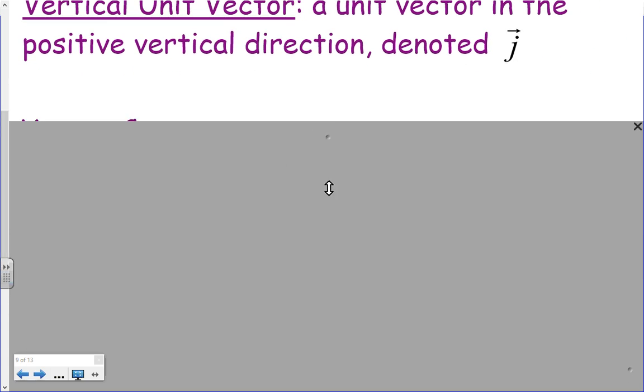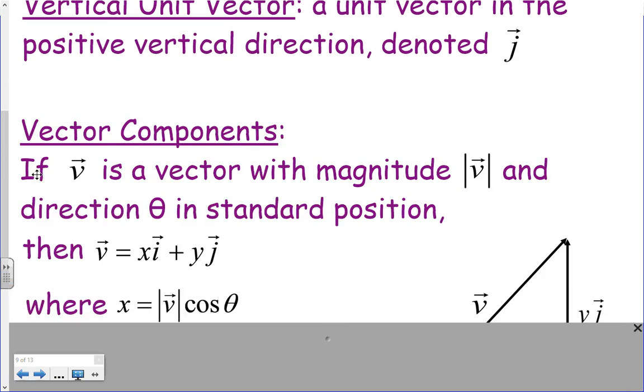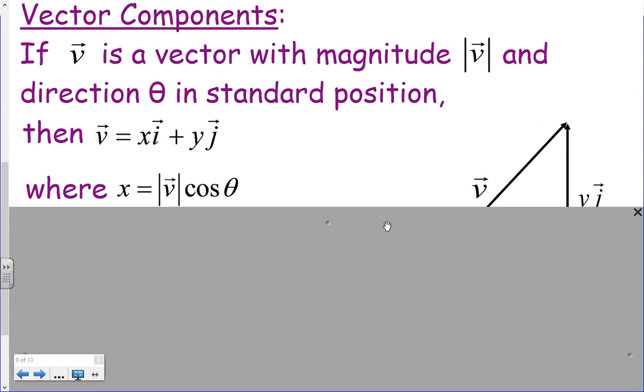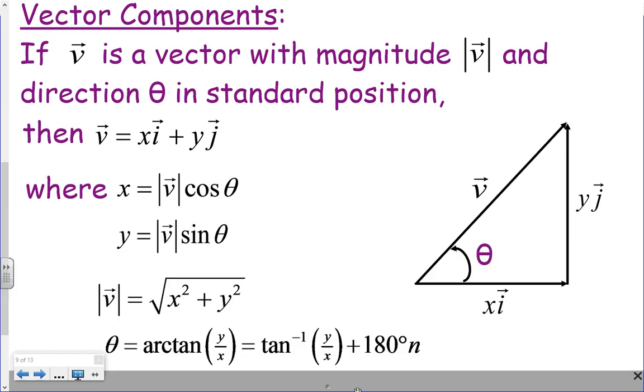All right, so how exactly do we split that up? How do we take a vector and rewrite it in its horizontal and vertical component form? Well, here is the answer to that question. The vector components, that is the horizontal and vertical components of a vector: if you have a vector v, and it has a magnitude, which is the absolute value of v, and a direction we'll call theta, and we're measuring this in standard position, then you can name the vector in the following way.